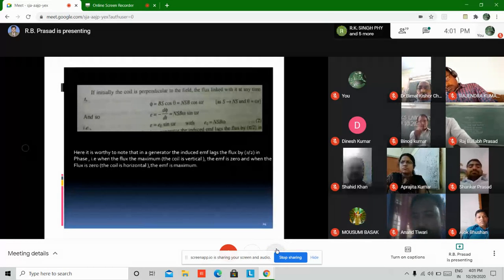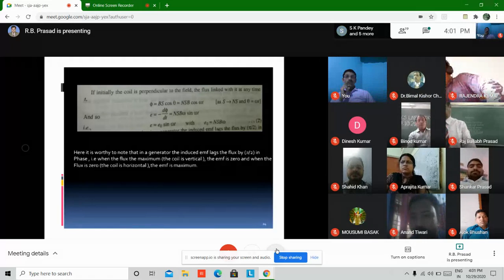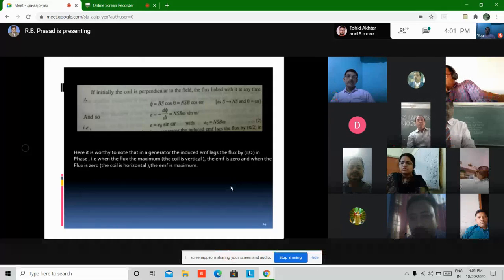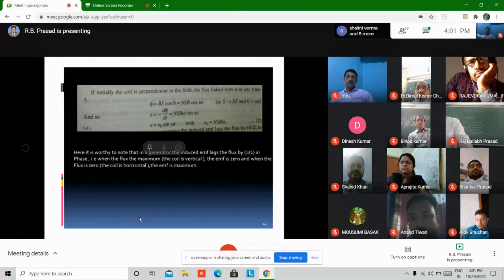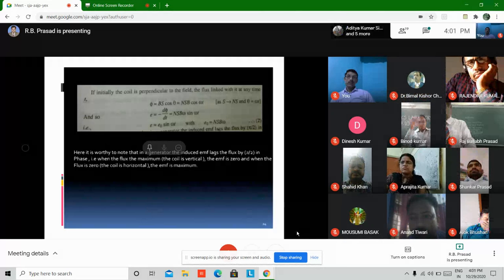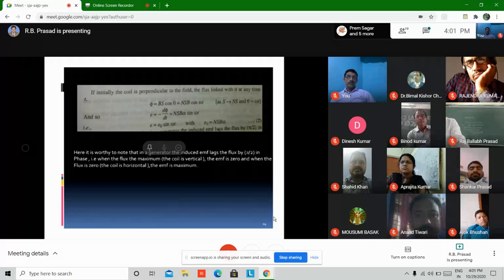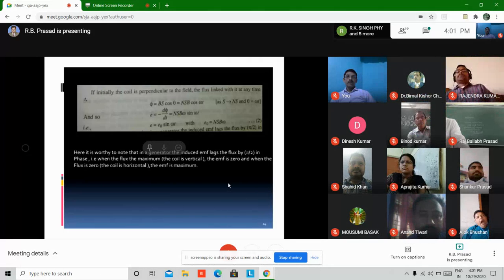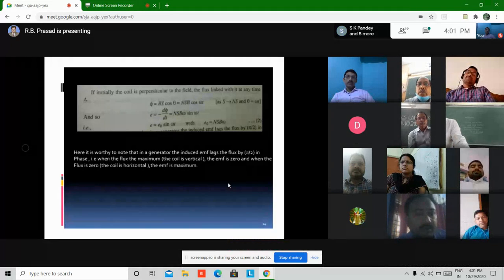And also E is equal to minus d phi by dt. So after differentiating the above equation, we will get N S B omega sine omega t. That is E is equal to E naught sine omega t, where E naught is the maximum EMF induced, and that will be when sine theta is 1, then the induced EMF will be maximum, and that maximum is taken as E naught, the peak value of the EMF. So E is equal to E naught sine omega t, where E naught is equal to N S B omega.